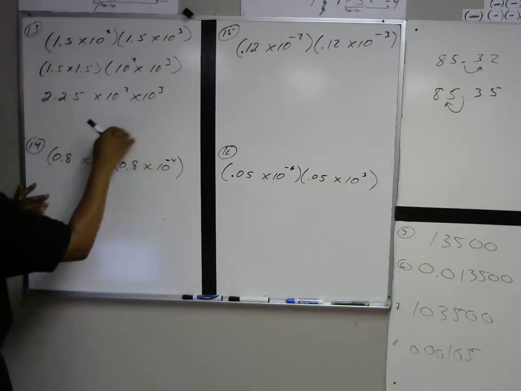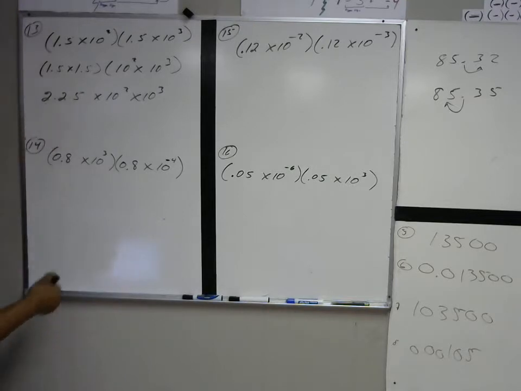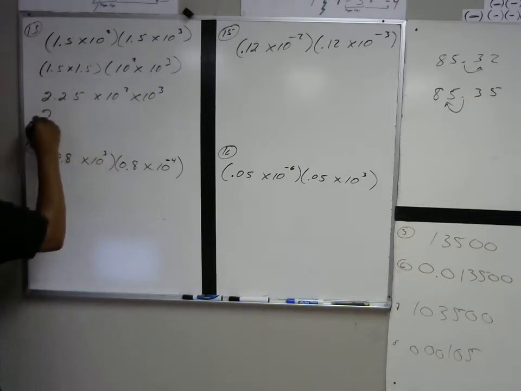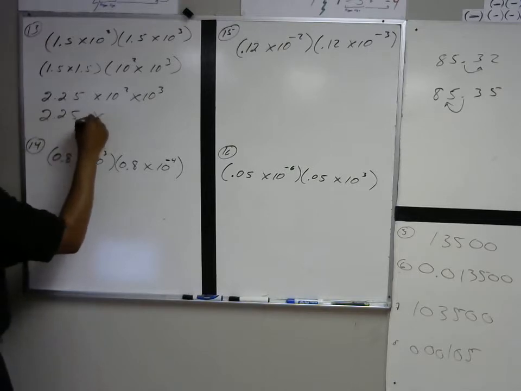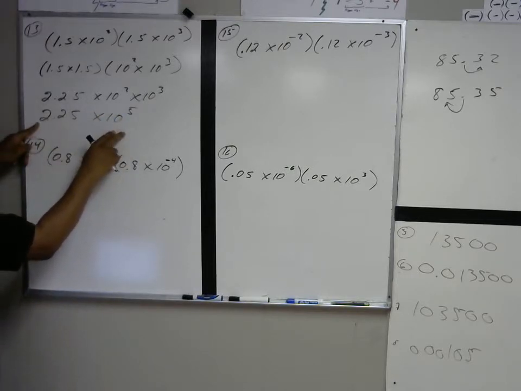Not really bothering with this. Okay, and make sure this is already in scientific notation, so this is really good. So we can go ahead and combine these two. We get 2.25 times 10 to the fifth power, and we're finished. This is all scientific notation.